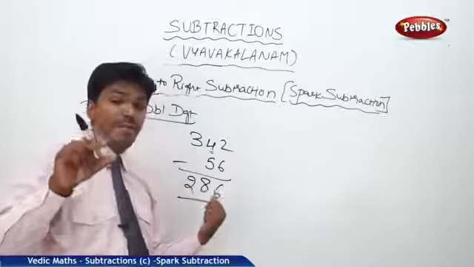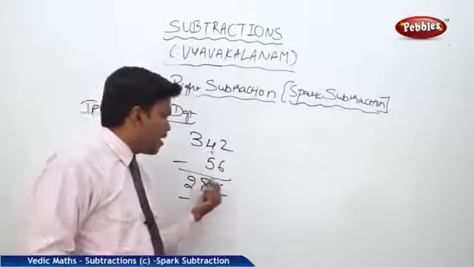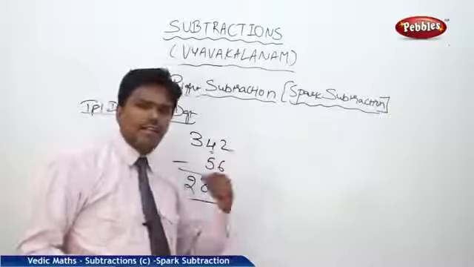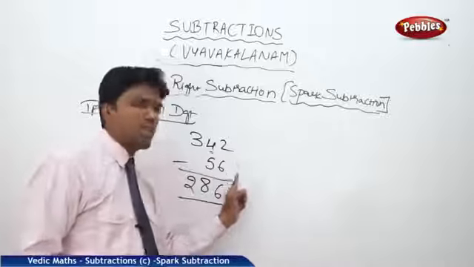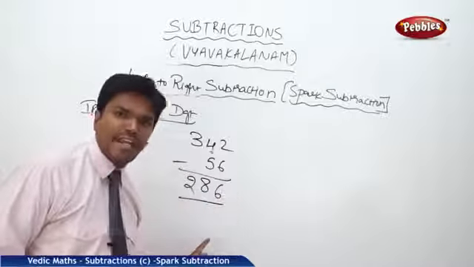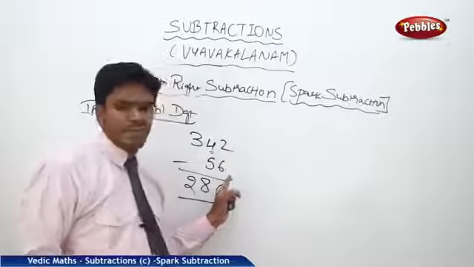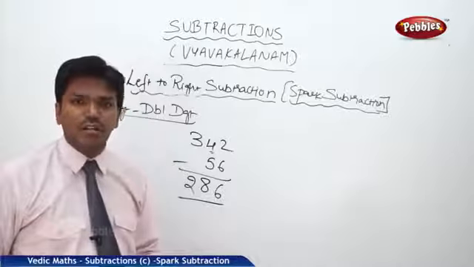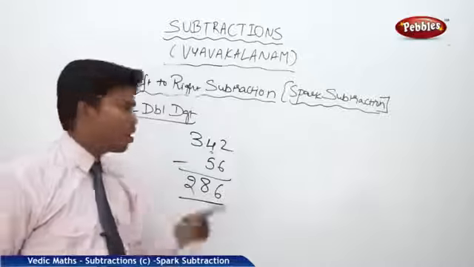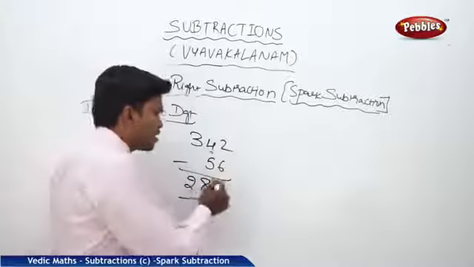But even before writing 9, I will again check. Every time I have to check before writing the answer. Next numbers, match or mismatch? Again they are mismatched. So 9 becomes 8. Now 2 and 6 mismatch. So bring the above number and add to the below number complement. What is the below number? 6. And its complement? 4. So 2 plus 4, 6.